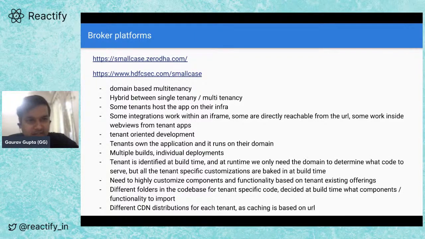The final thing is, in this case, since it is a domain based multi-tenancy, we need to have different CDN distributions because caching is generally based on URL and it is very difficult to implement it otherwise. And in some cases, since the infrastructure is not owned by us, we cannot anyway have a CloudFront or any other CDN in between. It is for the tenant to take care of.